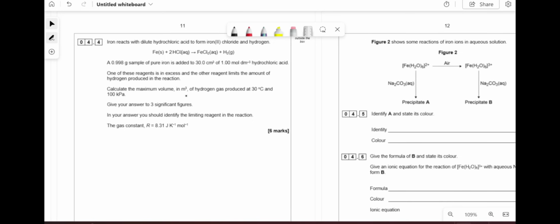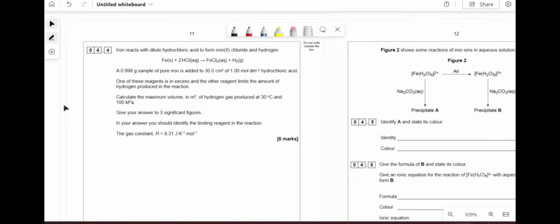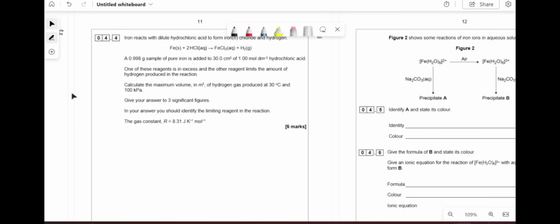Calculate the maximum volume in meters cubed of hydrogen gas produced at 30 degrees Celsius and 100 kilopascals and give your answers to 3 significant figures. And in your answer, you should clearly identify the limiting reagent. So the way to work out the limiting reagent is to just work out the moles of each thing and see if they match. So the moles of iron would be its mass over its Mr, so 0.998 divided by its Mr, which is 55.8, and that gives you 0.0179 moles.